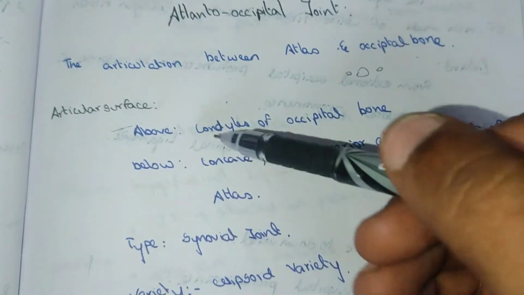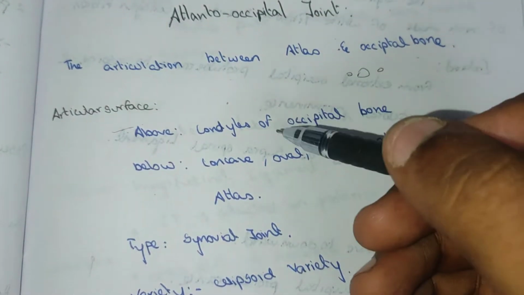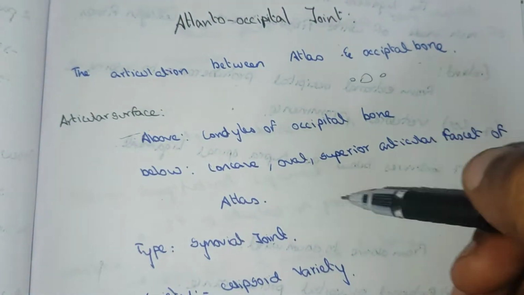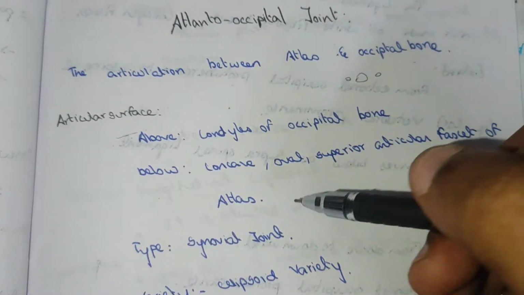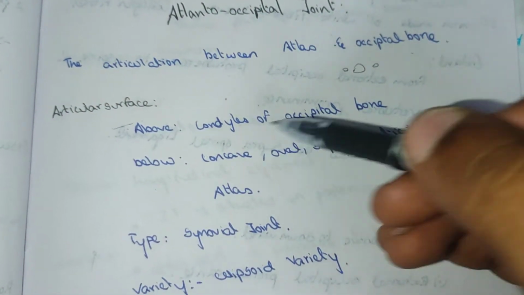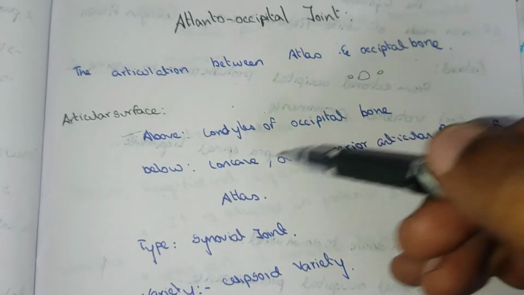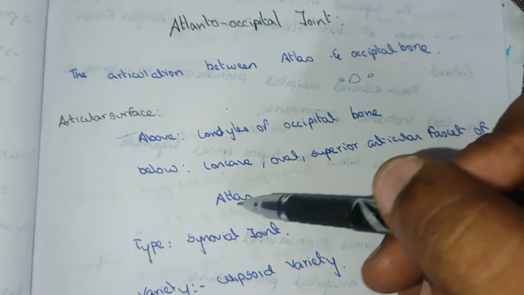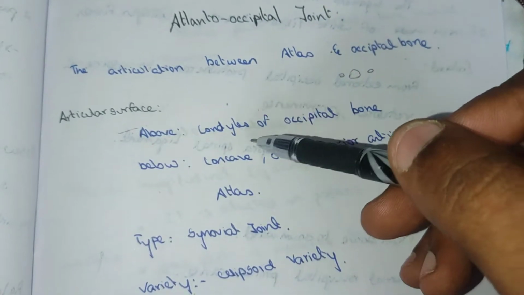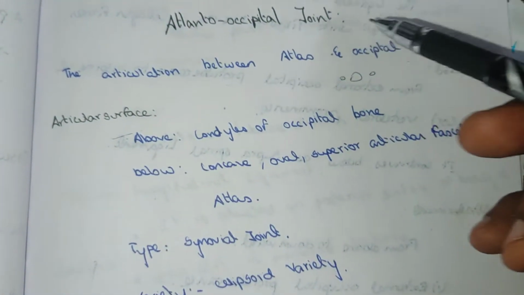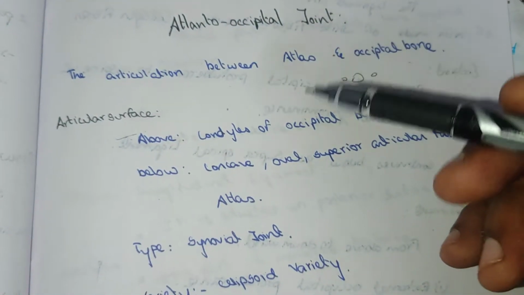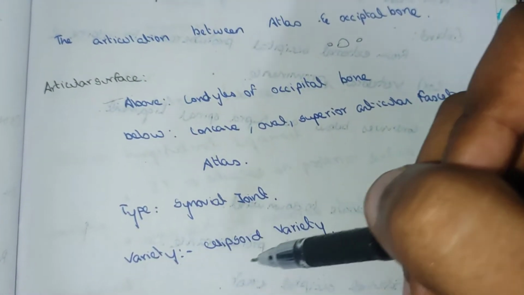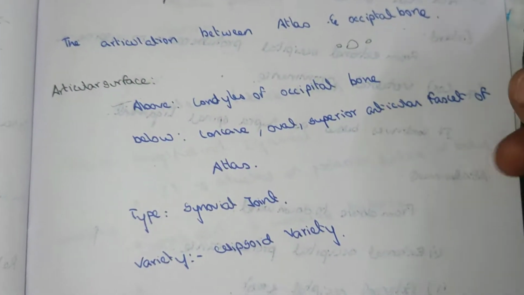The articular surface is above from the condyles of the occipital bone, and below by the concave and oval superior articular facet of the atlas. Here it is above by the occipital bone as well as below by the articular facet of the atlas. So it is known as Atlanto, from atlas, and occipital, from the occipital bone. So it is known as the Atlanto-occipital joint. The type of this joint is a synovial joint and the variety is ellipsoid.